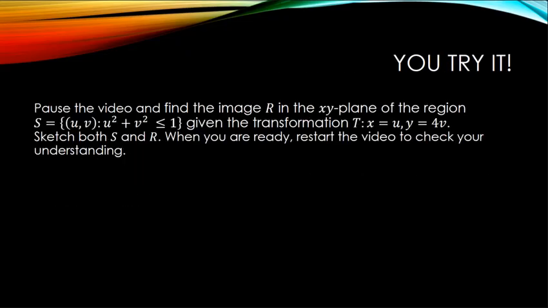Now you get to try it. Pause the video and find the image R in the xy plane of the region S, which is given by the set of all points (u, v) such that u² + v² ≤ 1, given the transformation equations x = 2u and y = 4v. Sketch both regions S and R, and when you're ready, restart the video to check your understanding.